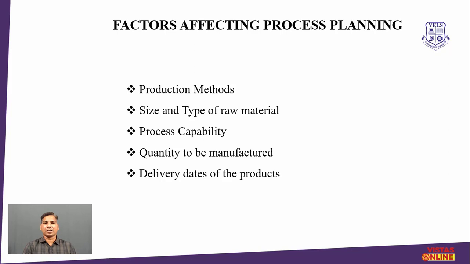Size and type of raw material. Here, what kind of material you are using for manufacturing your product. If it is a cheaper grade material, then cheaper products will come out. Sometimes what will happen is, it may damage your machinery also.